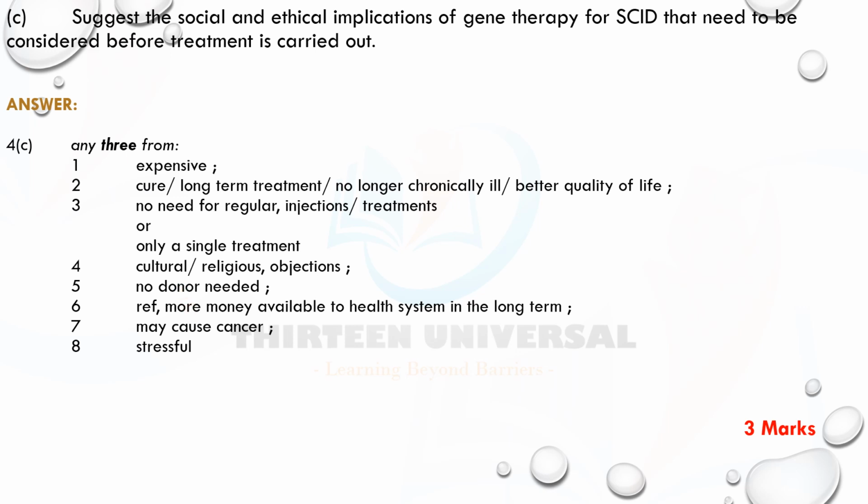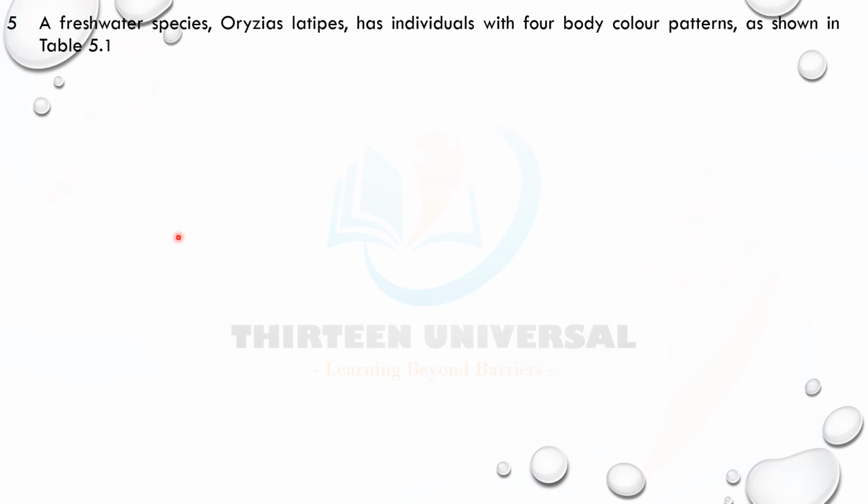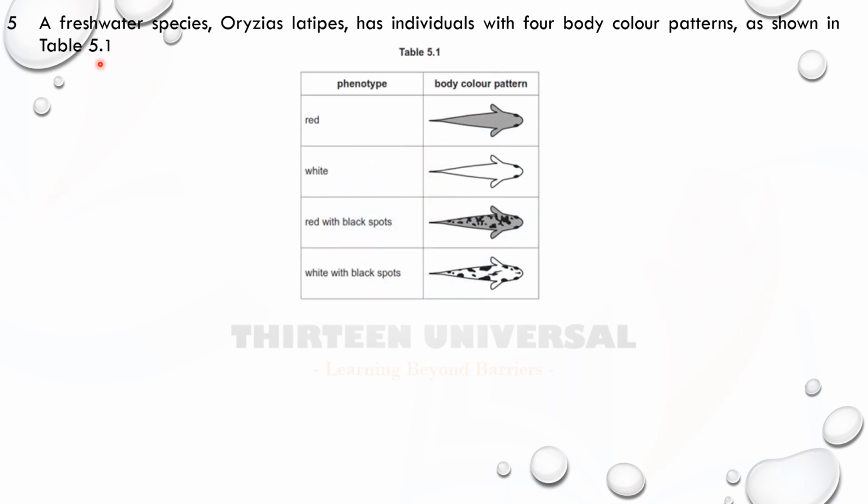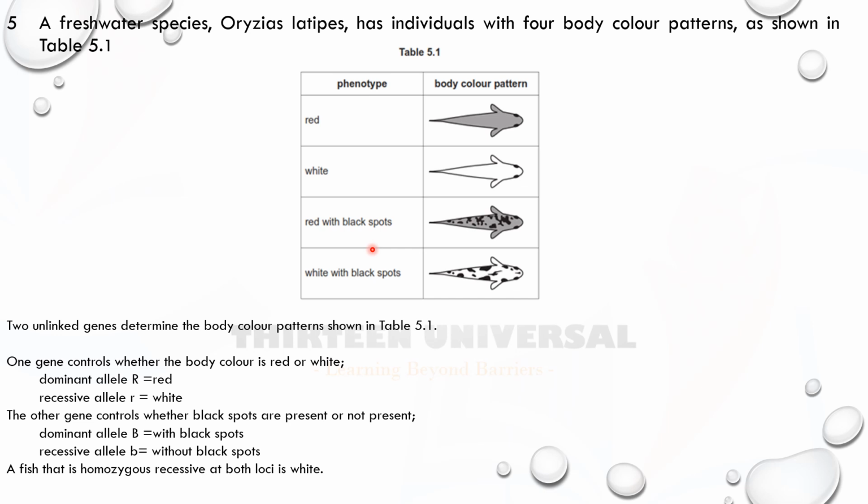Okay, so let's go to the next question, guys. A freshwater species, Oryzias latipes, has individuals with 4 body color patterns as shown in Fig 5.1. So come look at these beautiful fishes. So these are the phenotypes: red, white, red with black, white with black spots. So these are phenotypes. So let's look at the background information.